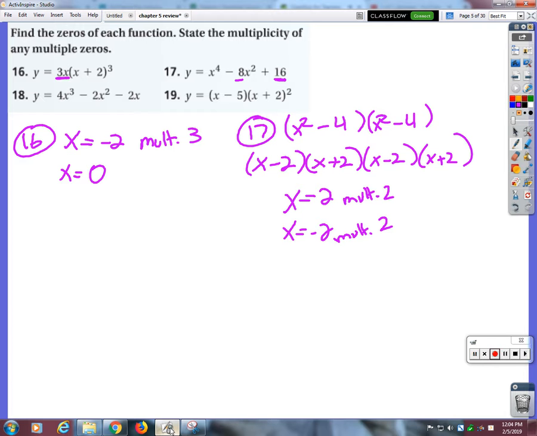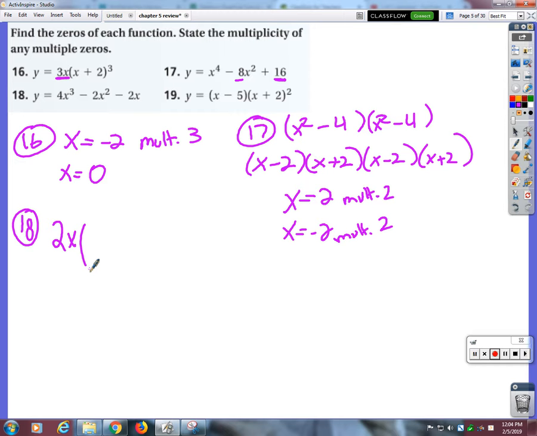Okay, Zoe. Number 18. What can I factor out of 4x cubed minus 2x squared minus 2x? Good. 2 goes into all of those evenly, and then they all have an x. So if I factor 2x out of here, 2x times what is 4x cubed?